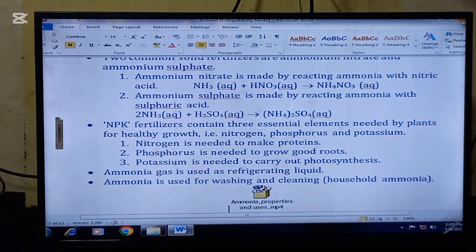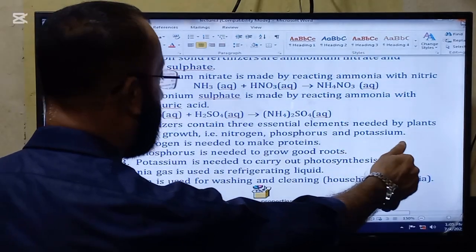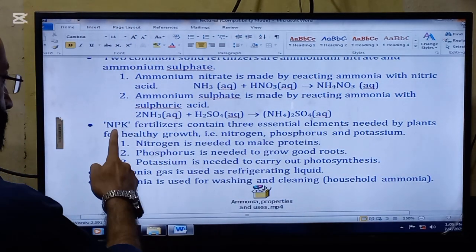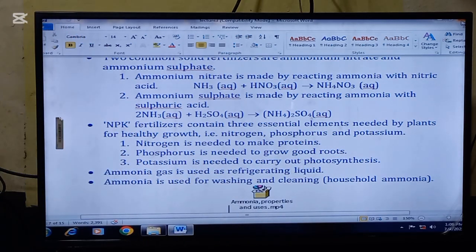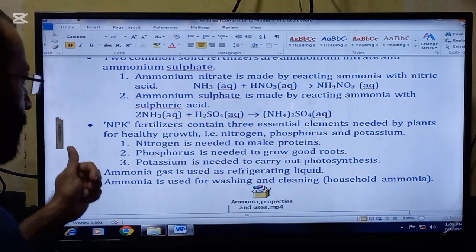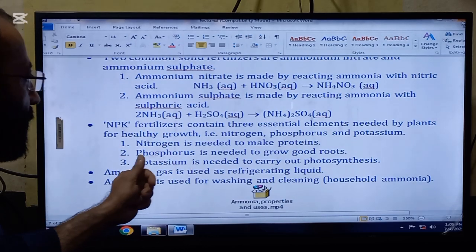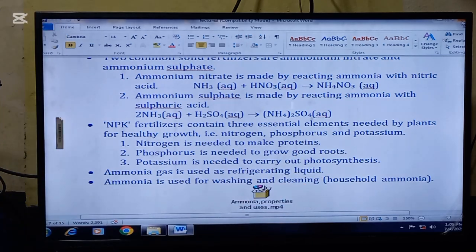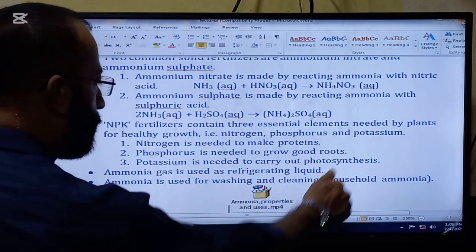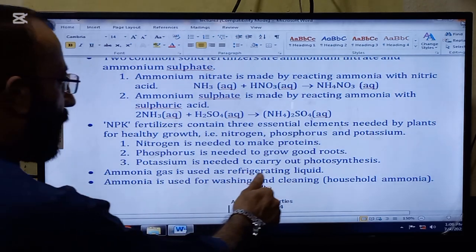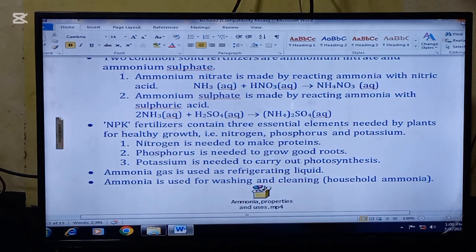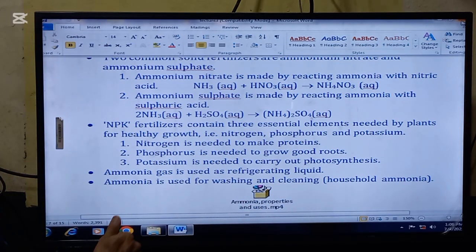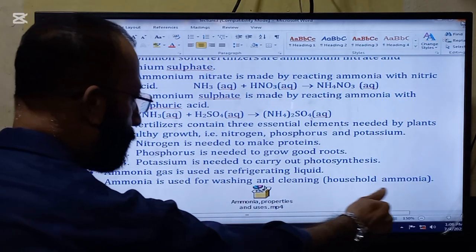NPK fertilizers contain three essential elements needed by plants for healthy growth, that is nitrogen, phosphorus and potassium. So these three are very important for the healthy growth of plants. Nitrogen is needed to make proteins, phosphorus is needed to grow good roots, and potassium is needed to carry out photosynthesis. Ammonia gas is used as a refrigerating liquid. Ammonia is used for washing and cleaning as household ammonia.